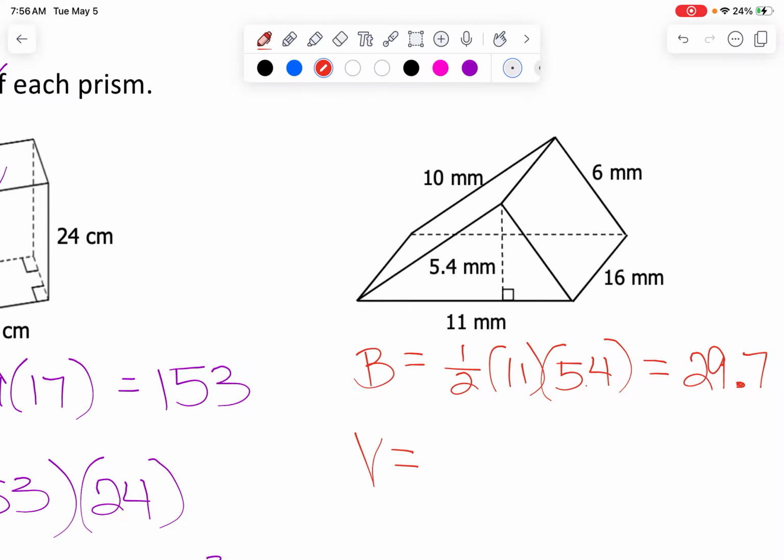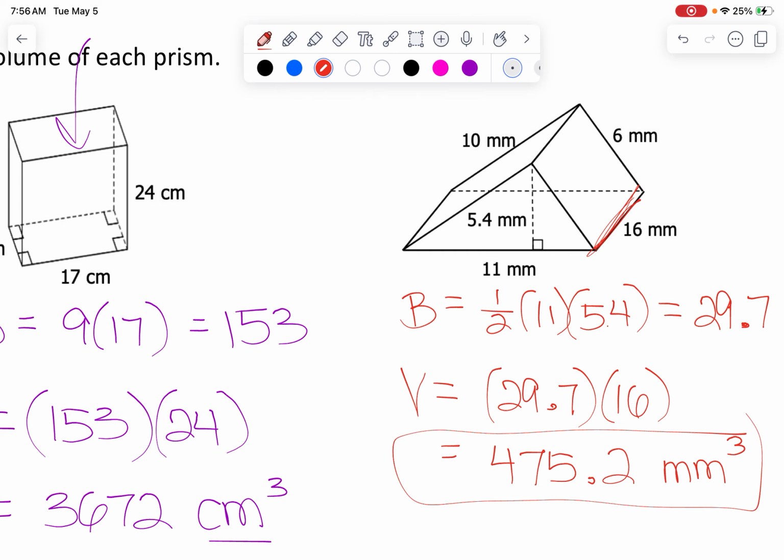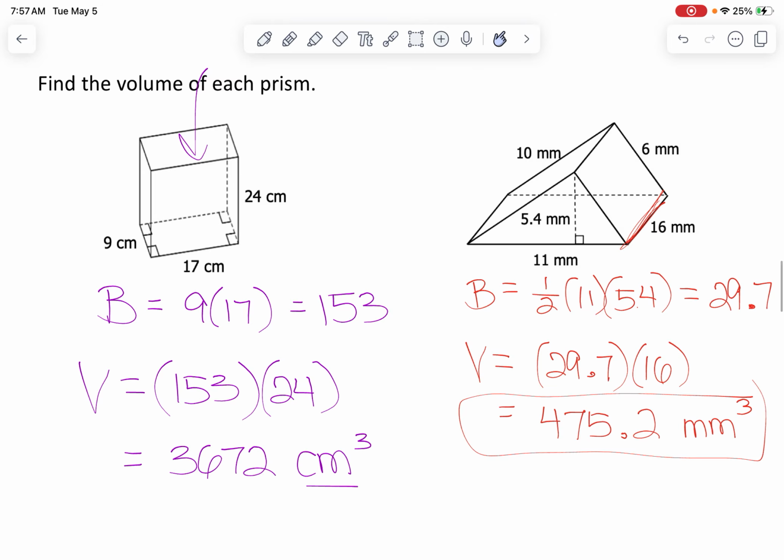Okay, so the volume is going to be 29.7 times the height, which in this case would be 16. So let's type that into our calculators. I got 475.2, and this would be cubic millimeters. Okay, so we just found the volume of a couple of prisms.